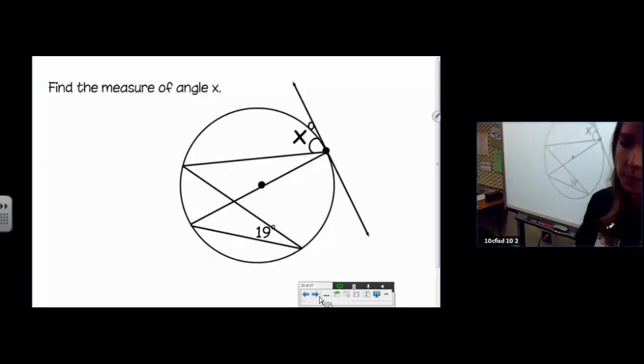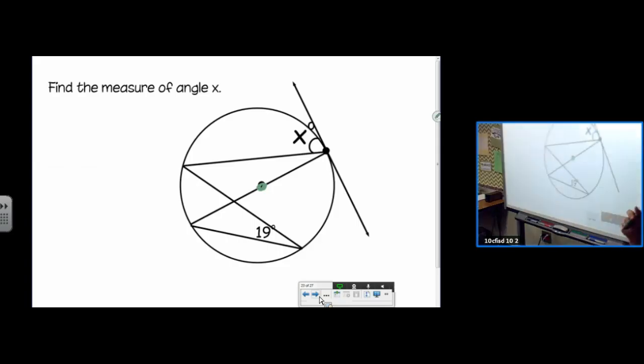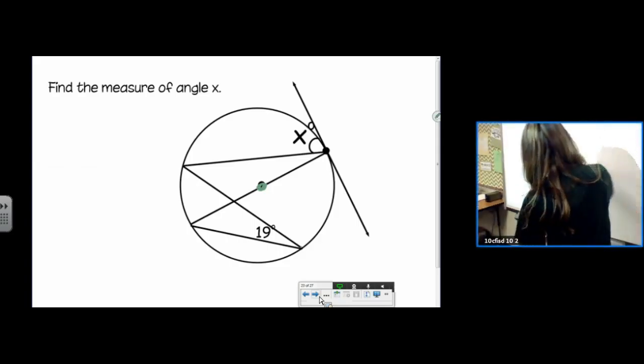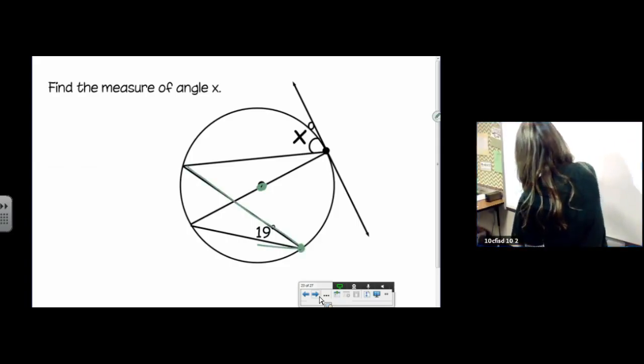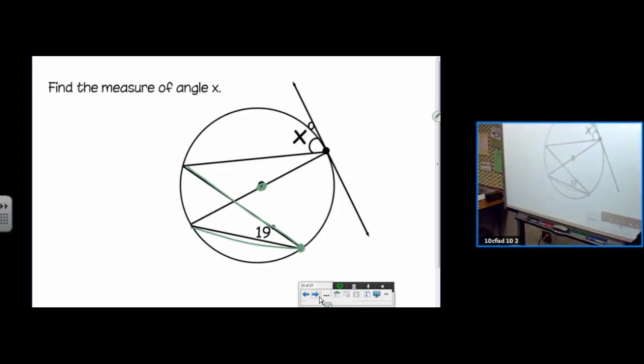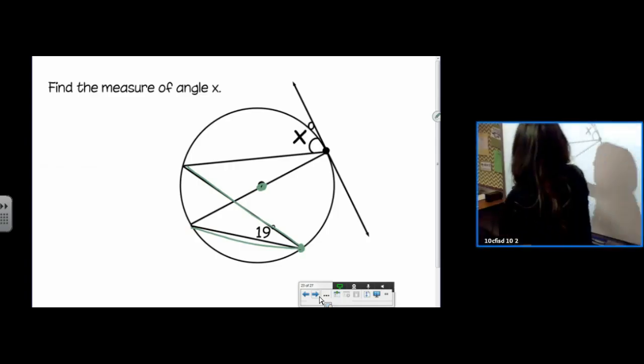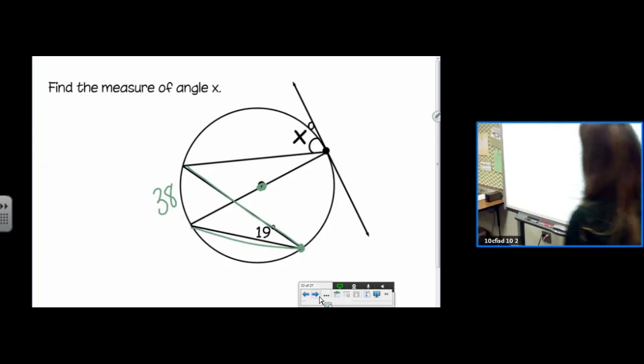Try this one, so I can explain it. All right, let's start with the only number on the whole picture, 19. 19 happens to be an inscribed angle, so we know that it is half of its intercepted arc. So we're going to double 19. We now know that this arc is 38.